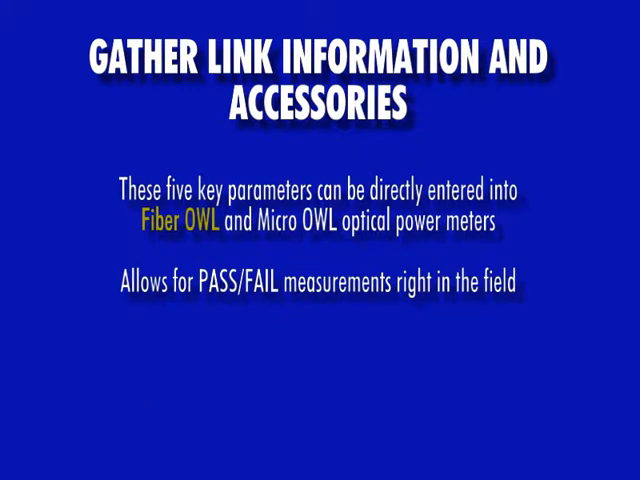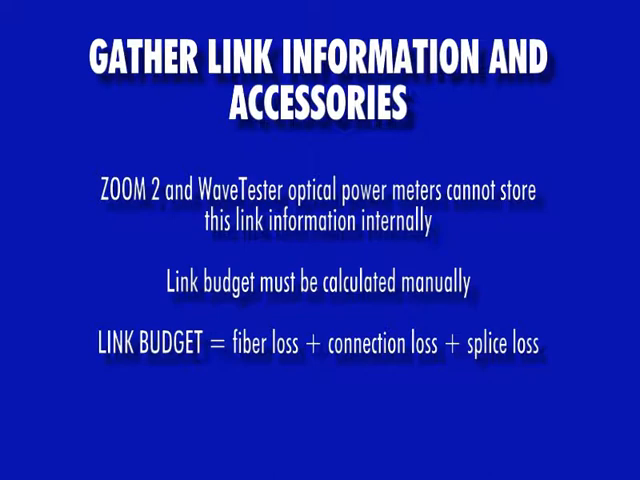When using a micro OWL or fiber OWL optical power meter, these parameters can be entered directly into the device to calculate the link budget. However, if the link budget needs to be calculated manually, this is done simply by adding together the fiber loss, connection loss, and splice loss.